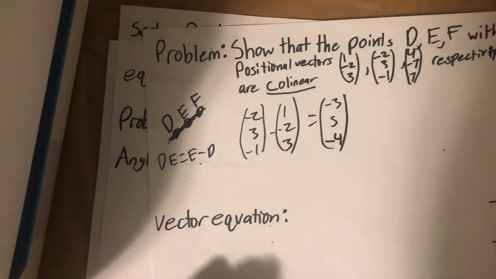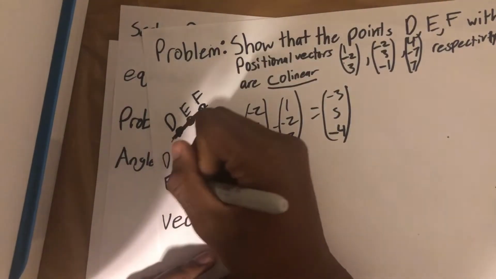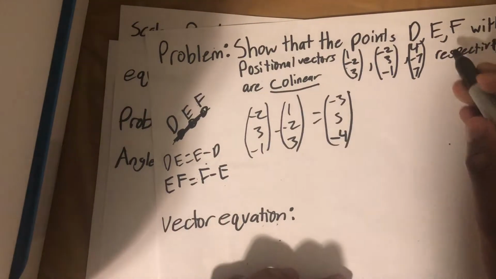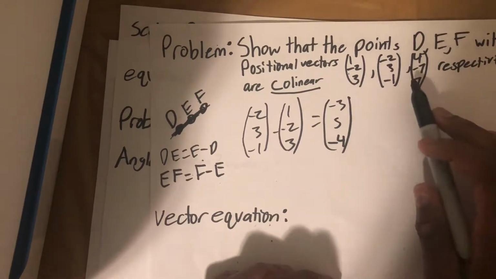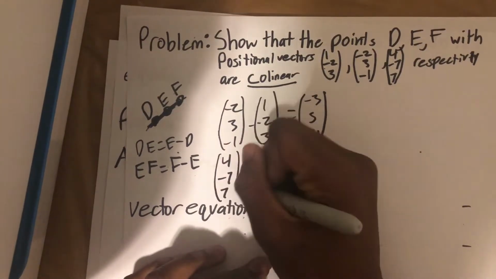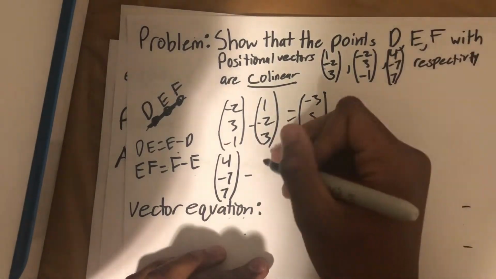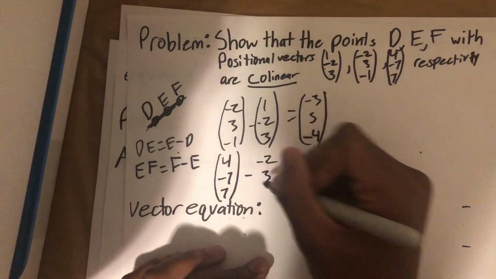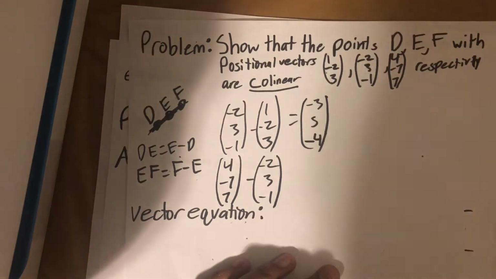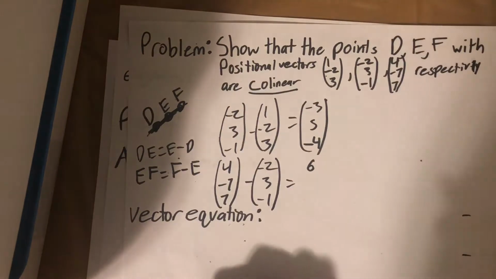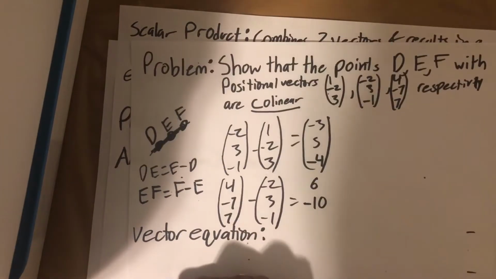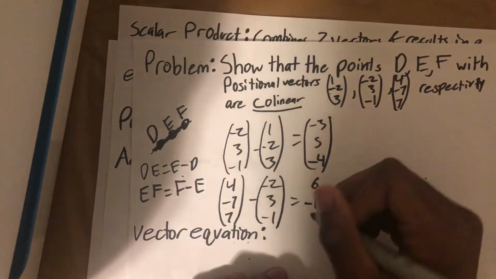And then we're going to do E to F as well. So EF is equal to F minus E. So then you have F, respectively, so it's right here. F is equal to 4, negative 7, 7, minus E, and respectively it's right here, so negative 2, 3, and negative 1. So 4 minus negative 2 would be 6, negative 7 minus 3, that's negative 10, and then 7 minus negative 1 is going to be 8.